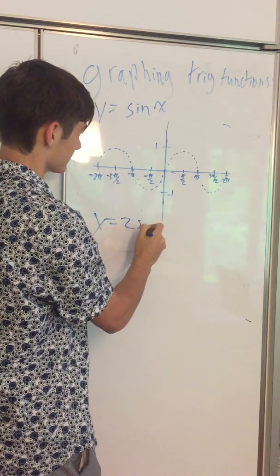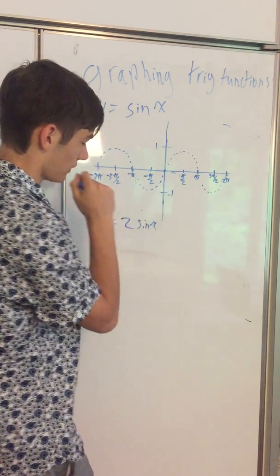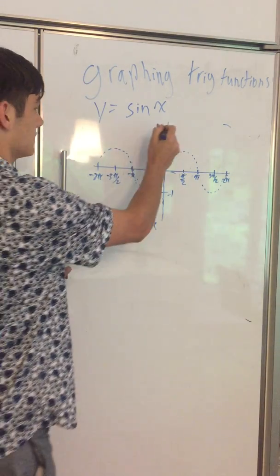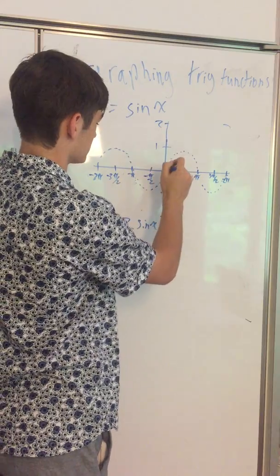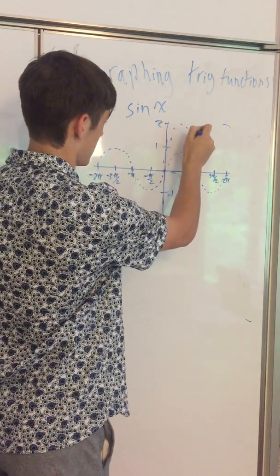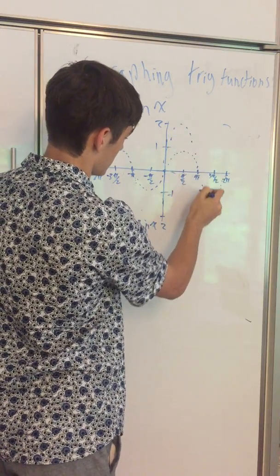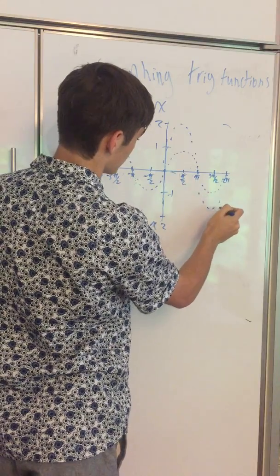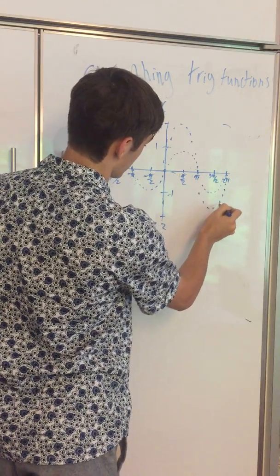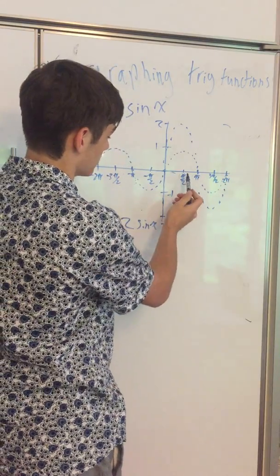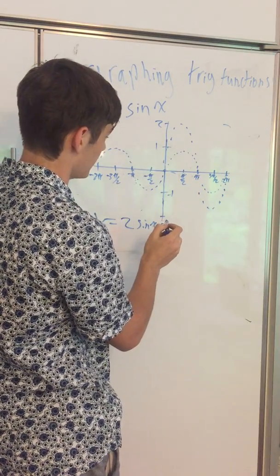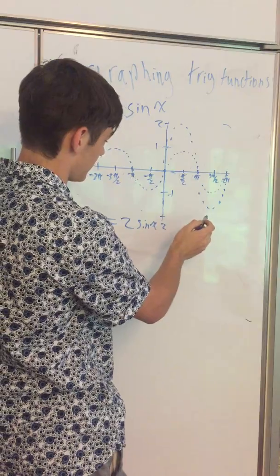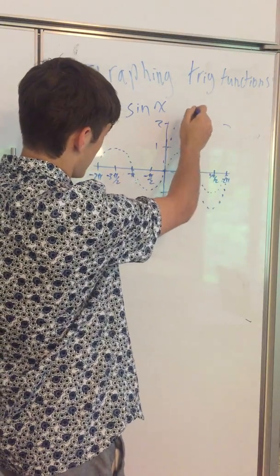such as 2 sine x instead of 1 sine x, and what that would do is simply make this amplitude bigger. And you can look at this on your calculator. So if you plug in sine of pi times 2 times 2, then you will find that it reaches a higher point.